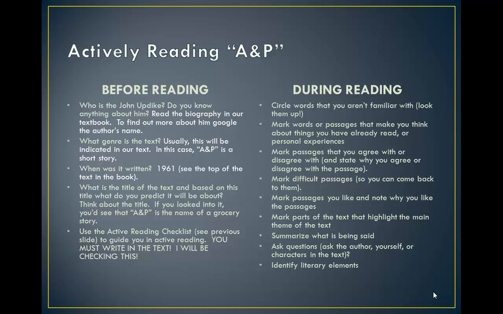Sometimes when people are reading A&P, they get really annoyed with how the narrator, the protagonist of the story, talks about the young girls in the story. So if that bothers you, you want to say, I disagree with this part, and tell us why. You want to mark passages you like, and tell us why you like those passages. You want to mark parts of the text that highlight the main theme. What do you think the main point of the story is? Why did John Updike write it? What is he communicating? And try, at the end, to summarize what happens in the story.